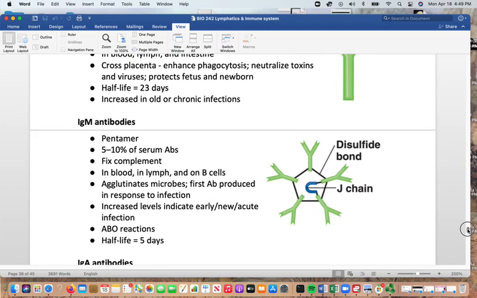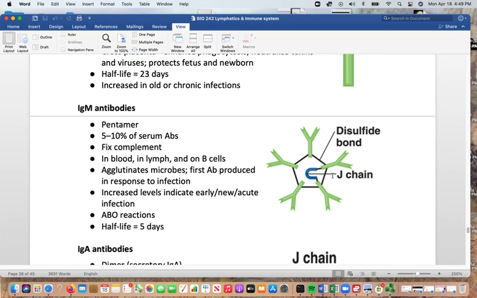Your IgM, it's a pentamer. So you've got 5 of them connected by these J chains. This is 5 to 10% of serum antibodies. They fix complement. They're in the blood, lymph, and on B cells. They will agglutinate the microbes first. So they're the first antibody produced in response to infection. They've got many more antigen binding sites exposed out here. So they would have increased levels when you've got a relatively early or new or acute infection. This is also the one that would do your ABO blood type reactions. It's got a short half-life, only 5 days.